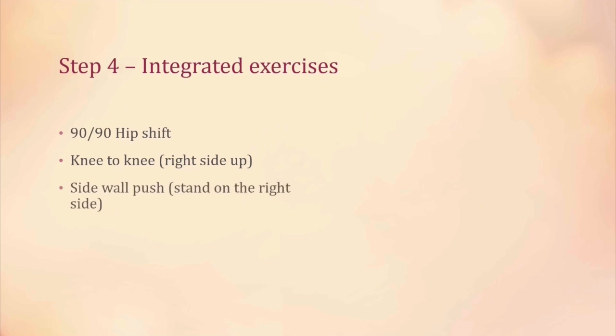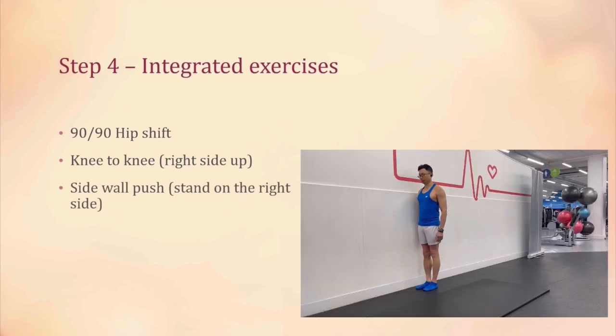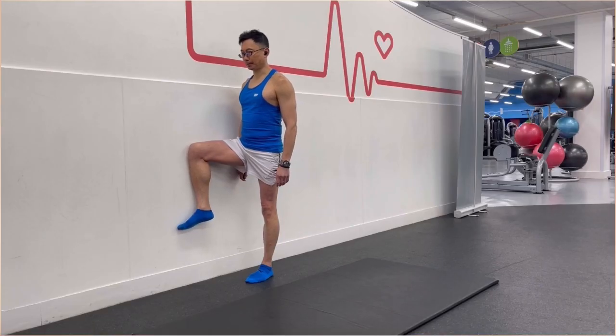Next exercise, side wall push, standing on your right side. Lift your right hip to 90 degrees and place the side of that leg against the wall. Push the left leg into the wall. Aim to feel the side of your right hip engaged. Hold this position for 5 to 10 seconds and then repeat for 10 times. To progress, hold for longer.